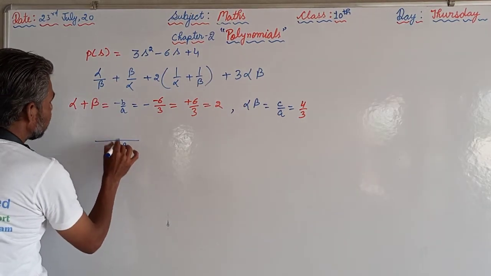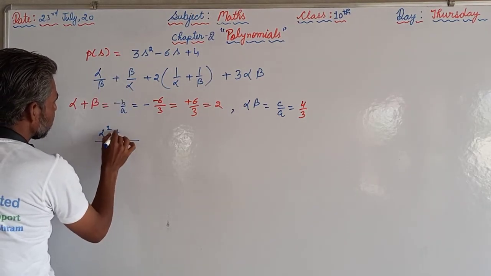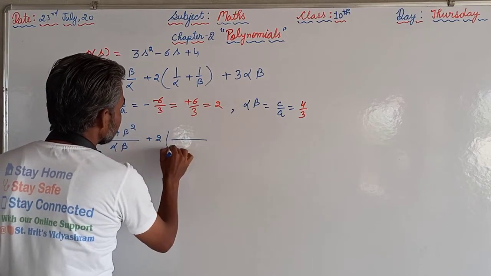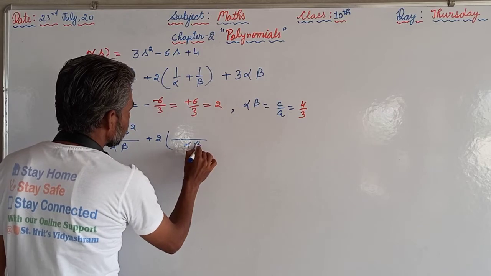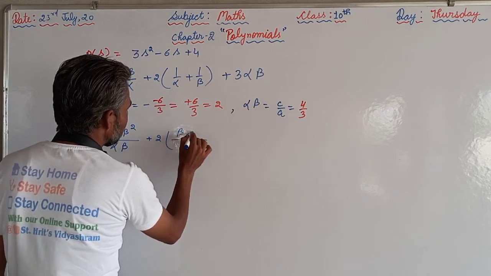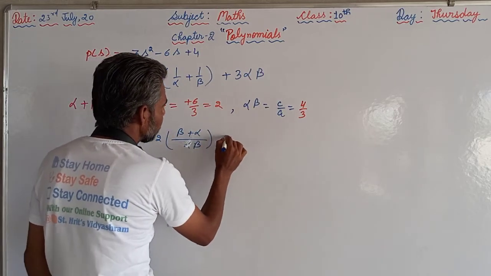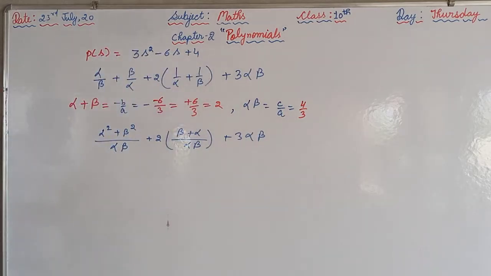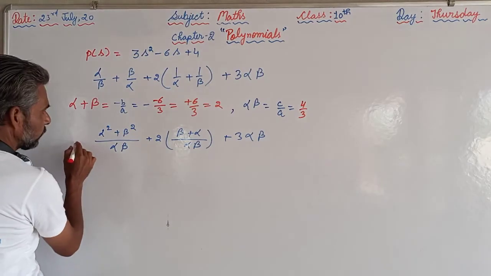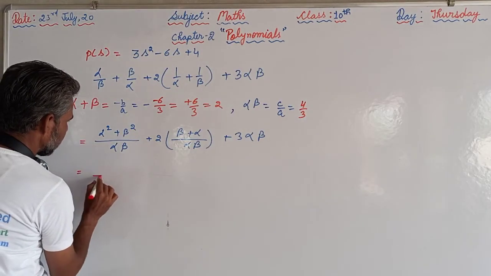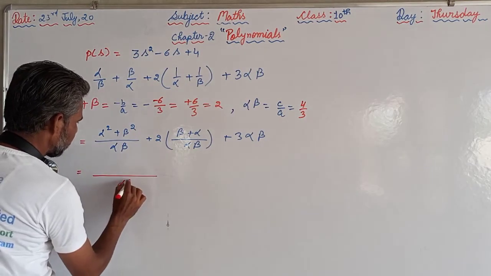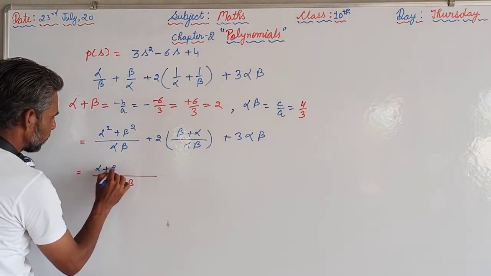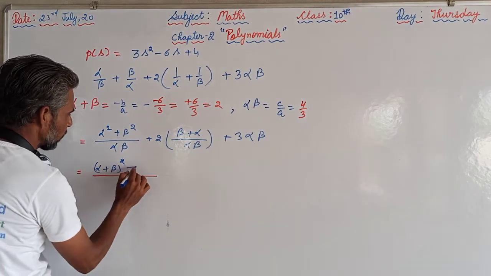Now we will take alpha beta as the LCM in these two terms. Upside we will get alpha square plus beta square, then plus 2. Again we will take alpha beta as the LCM here, and here we will get beta plus alpha, and here we cannot do anything, 3 alpha beta. Now we will try to solve that. We will get alpha beta, and alpha square plus beta square is alpha plus beta whole square minus 2 alpha beta.